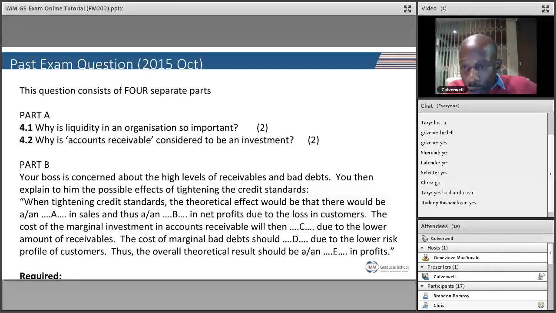I can see there are 2 participants who just joined us now. We're talking around working capital management. So I've got a question there to say, when you are tightening credit standards, what will happen to sales? What will be the effect to net profit? What will also happen in investment in marginal trade receivables? What will be the effect on bad debts and the overall effect? So if you can kindly respond from A to E, you're only making an indication, either an increase or a decrease.